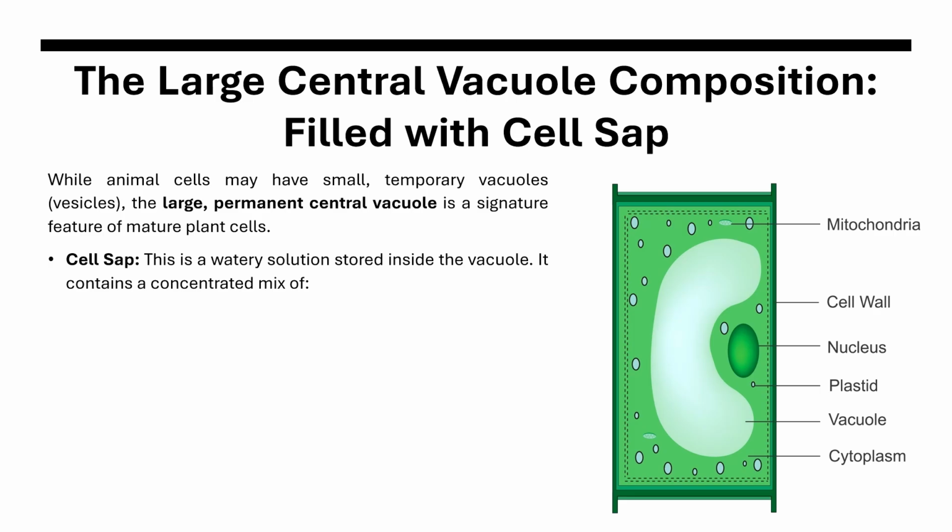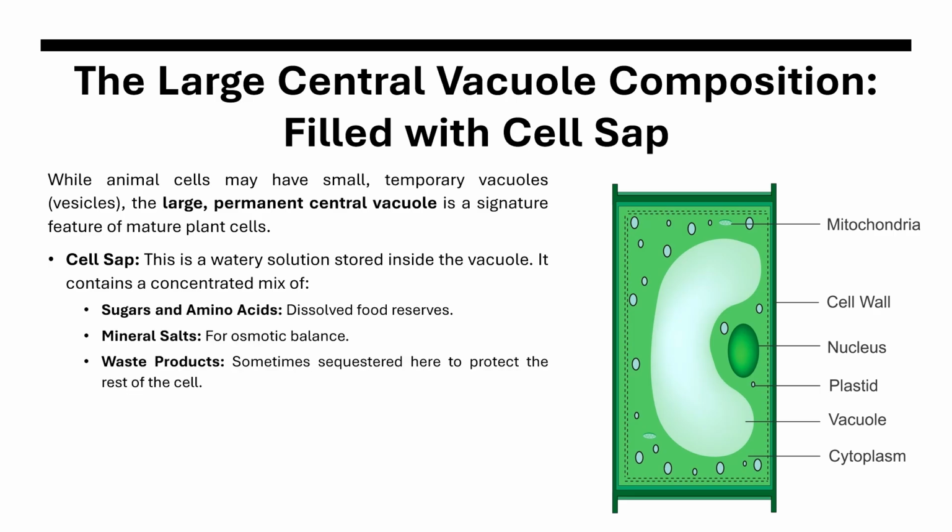First of all, we shall discuss cell sap. Inside this vacuole is a specialized fluid called cell sap. Do not confuse this with the cytoplasm. Cytoplasm is different and cell sap is different. Cell sap is a highly concentrated watery solution. It acts as a storage locker for the cell's most important spare parts.